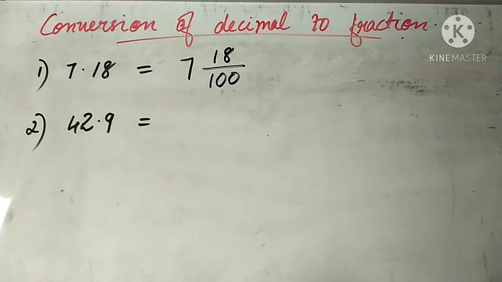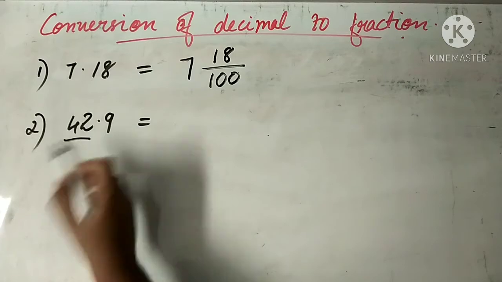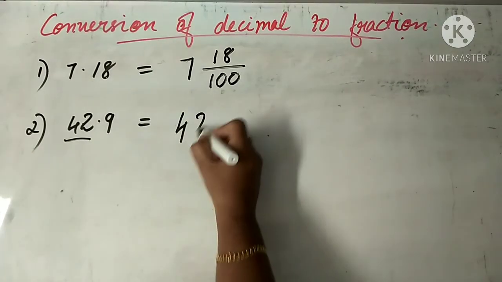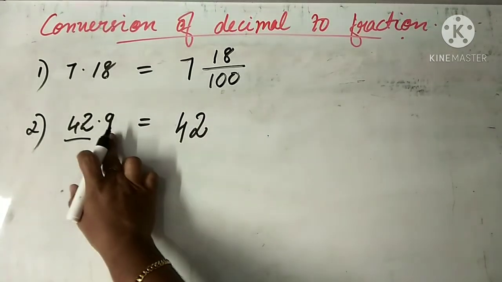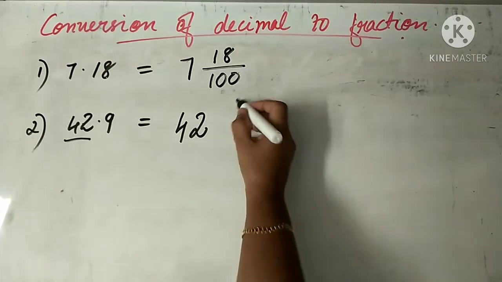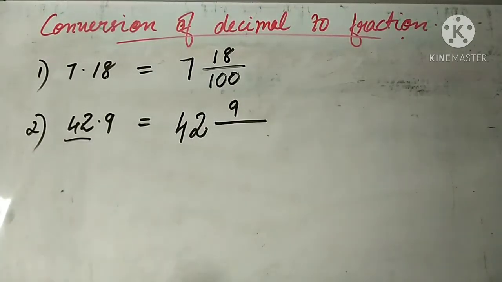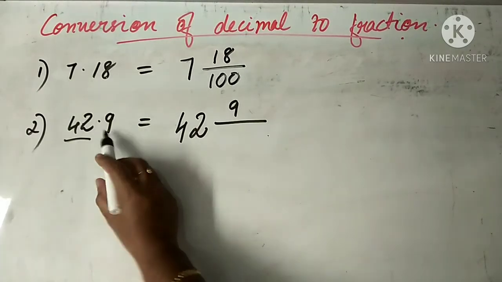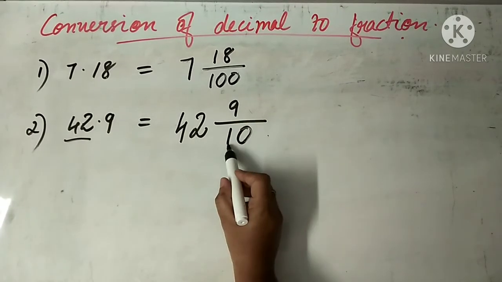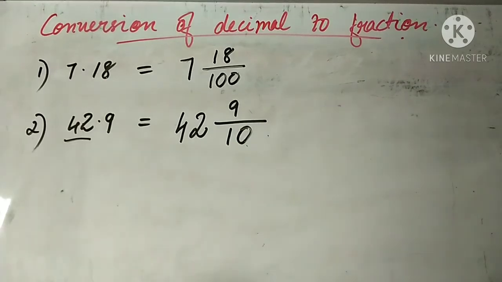Second question, 42.9. 42 is the whole number part, so we write it as the whole number itself. After the decimal point, the number after the decimal point, we write it as the numerator. Then by, how many numbers are there after the decimal point? 1 number. So we write 10. So 42, 9 by 10.